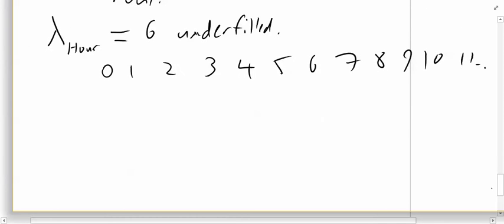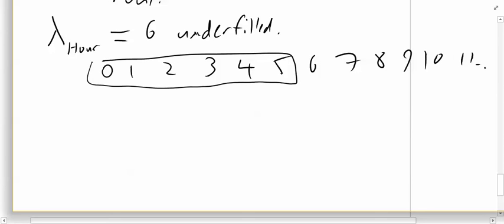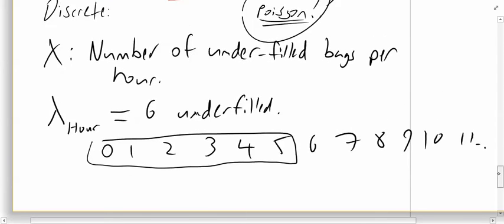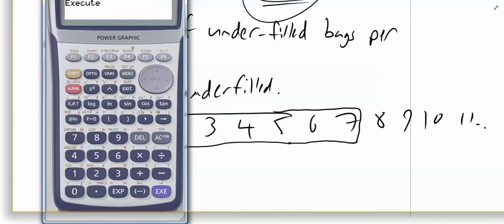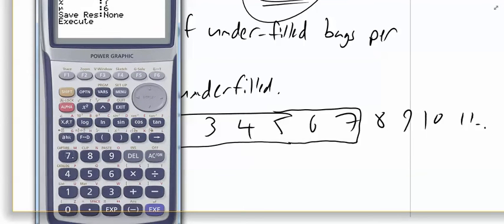So that means how far up here would we have to go to get to 90%? Now, if the mean is 6, we can safely assume that the 90% mark would definitely be above 6, wouldn't it? Because 6 is the mean. So let's start with 7. Grab our graphics calculator and let's change it to 7. And we're expecting it to be over 50% now. So this is that 7 or less bags are underfilled in an hour.